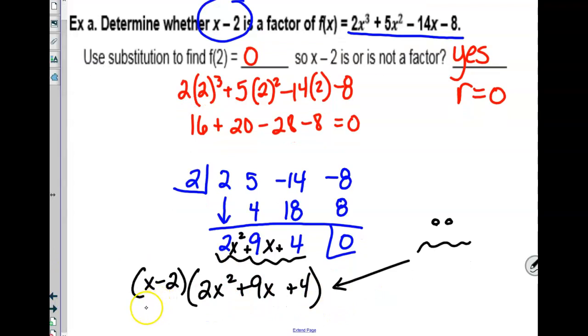So now, if we wanted to factor this completely, could we? We know how to factor a quadratic, right? We hopefully do. 2x and x, 4 and 1 would make 8, and 1 would make 9 in the middle.